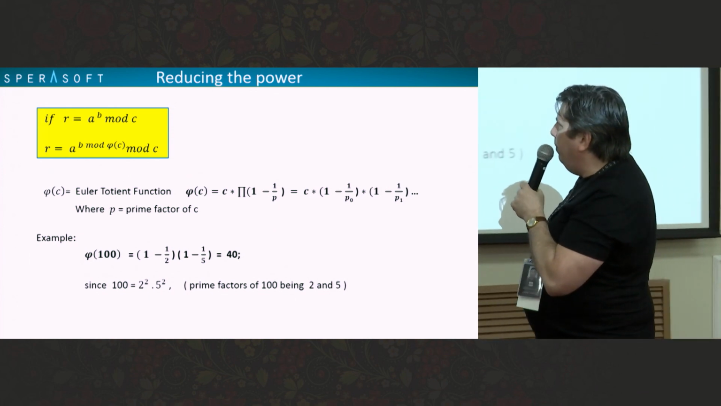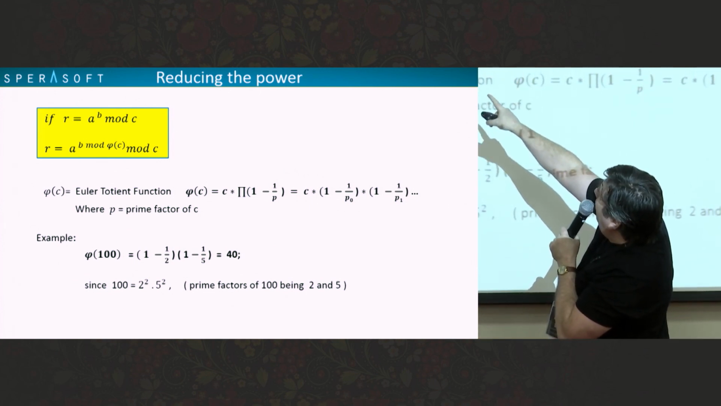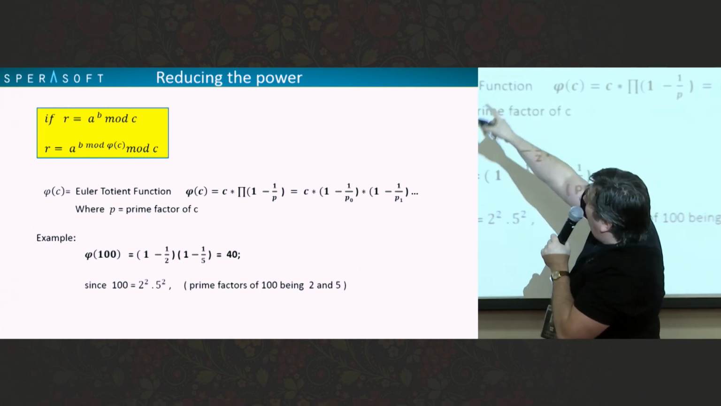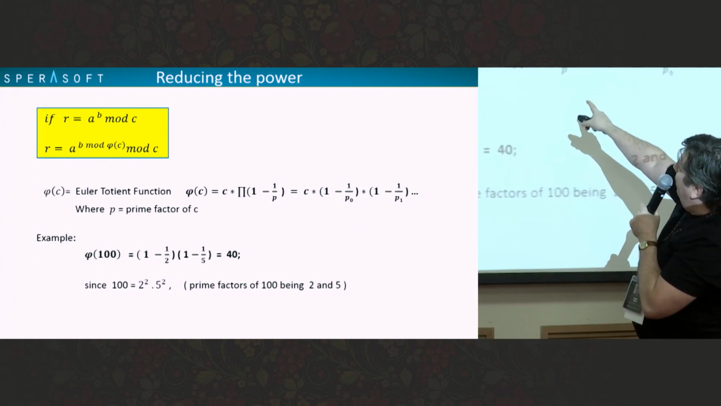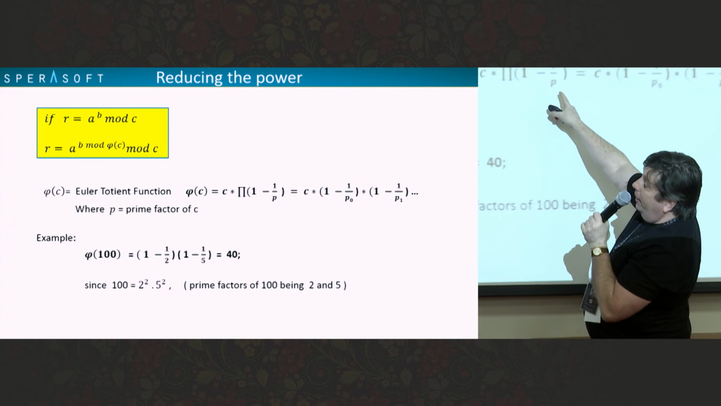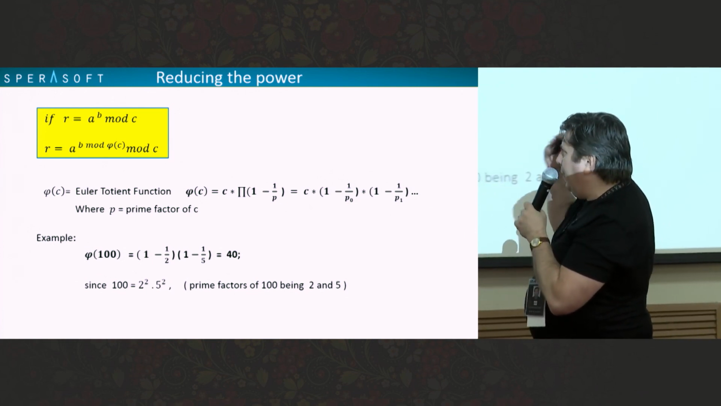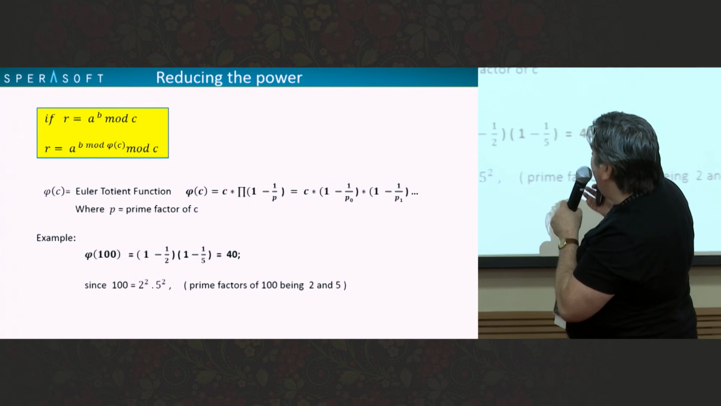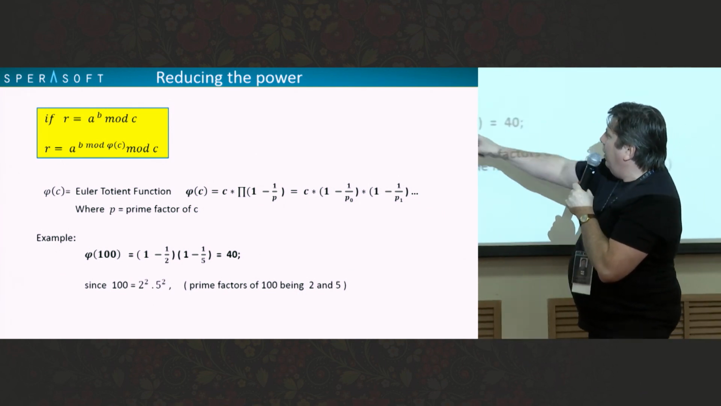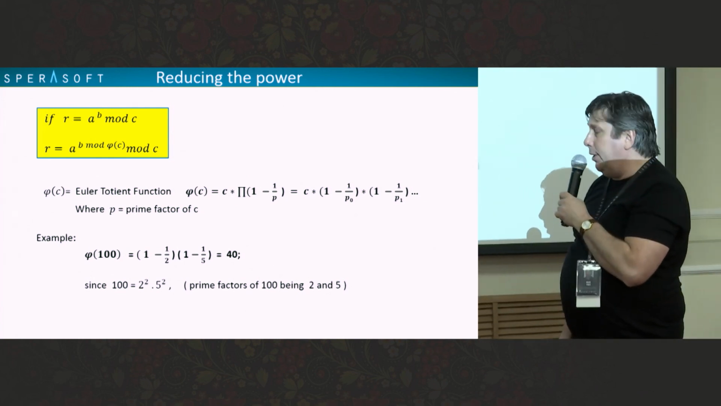Okay, a bit of maths. This is the really important thing here. If we have a to the b mod c, we can reduce the power by taking the modulus with a totient function. The totient function is basically the original number multiplied by the product of 1 minus 1 over p for all the prime factors of the number. You don't really need to know what it is, it's just something you can use. For instance, the totient function of 100 is 40, because 100 is 2 squared times 5 squared. So we can form a table of pre-calculated totient functions.